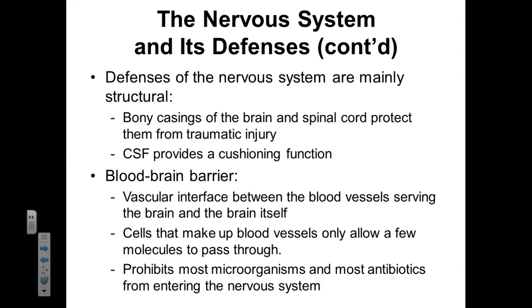The cells that make up the blood vessels in the brain have special connections in them that make them very, very impervious to leaks. It makes it very difficult for something to leak out of the bloodstream into the cerebral spinal fluid. And the special connections in between the cells of the blood vessels only allow for a few select tiny molecules to pass through. Most microorganisms and antibiotics, and I should also emphasize leukocytes for that matter, are not able to enter the cerebral spinal fluid and the central nervous system because of that blood-brain barrier.